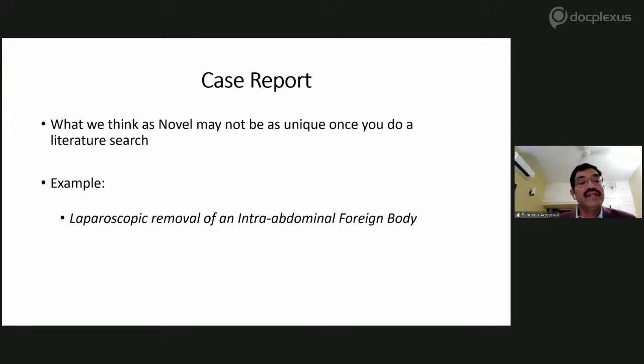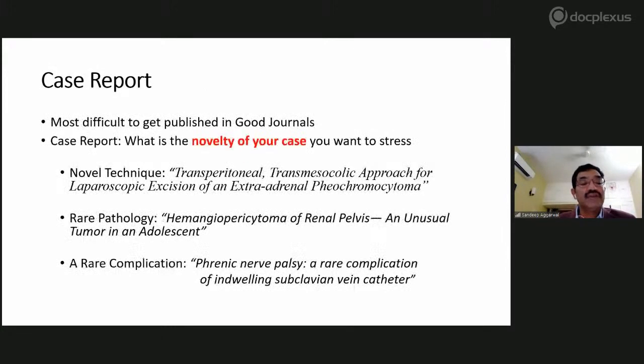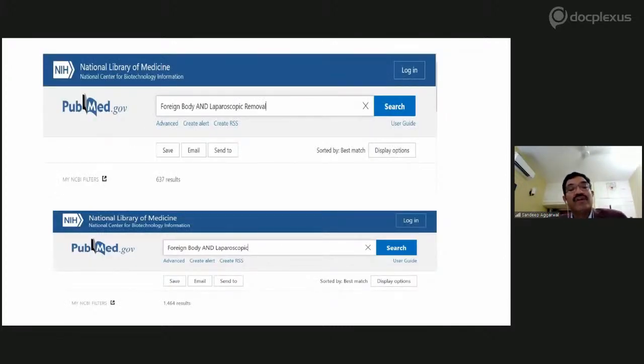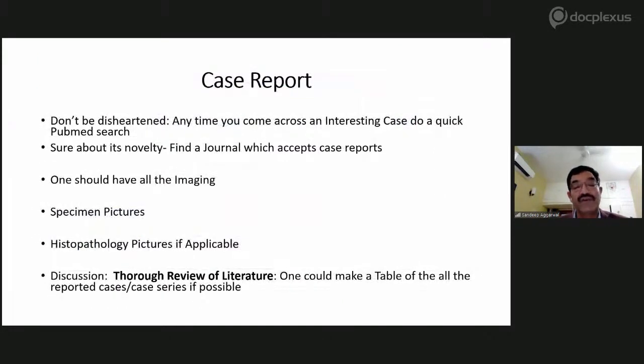So you have to have a unique thing to write about. What we think is novel may not be as unique once you do a lit search. For example, people sometimes come across a foreign body and find it very interesting to write about. Yes, it can be. Take this example of a laparoscopic removal of an intra-abdominal foreign body, let's do a lit search. Put foreign body and laparoscopic, and you have 637 results. Put foreign body and laparoscopic word, and it gives more than 1,000 results. So obviously this is not rare, but some of us would like to think that it's rare and would like to write it. Then we send it for publication, and it's rejected by most journals.